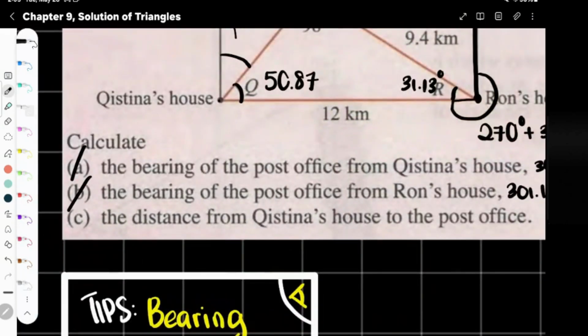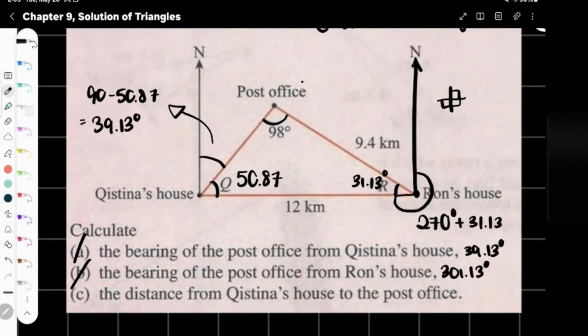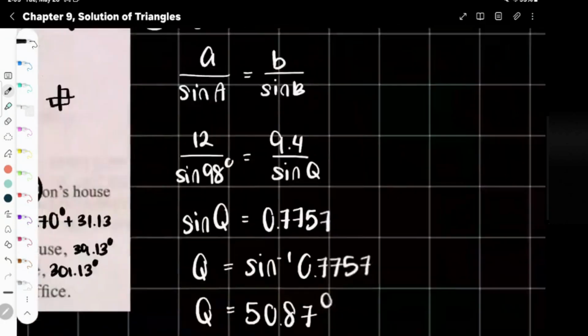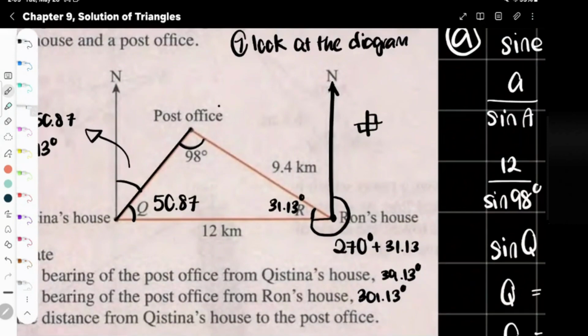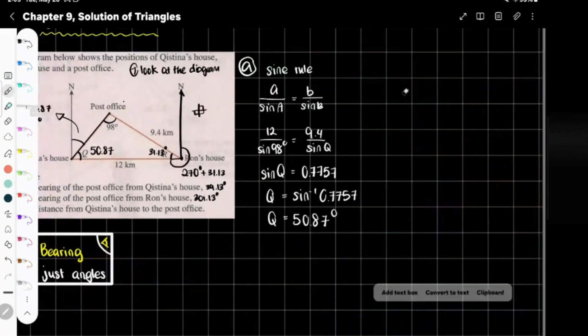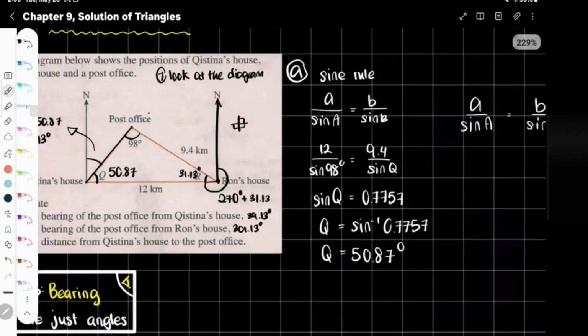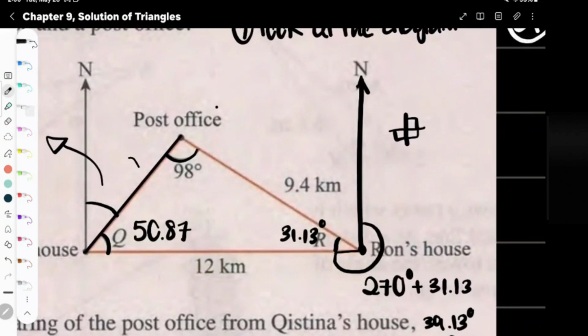Now C, the distance from Christina's house to the post office. They ask for the distance from Christina's house to the post office. This one is very easy, so you have all the information necessary. You can use any, but I prefer to choose the easiest one. We see the sine rule again. So let's use the sine rule. The sine rule states you can do it like this: a over sine A equal to b over sine B. So what is a here? What we want to find. We want to find this one, so this will be a.